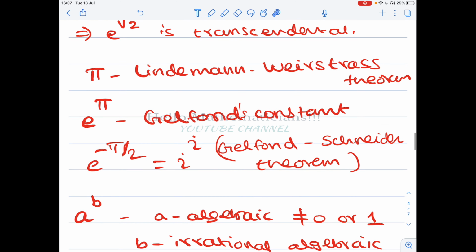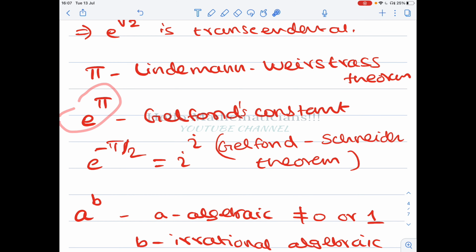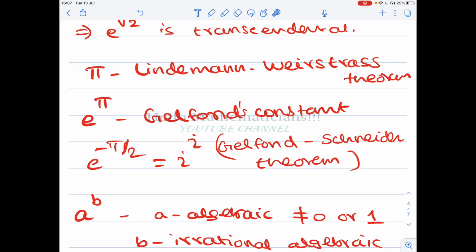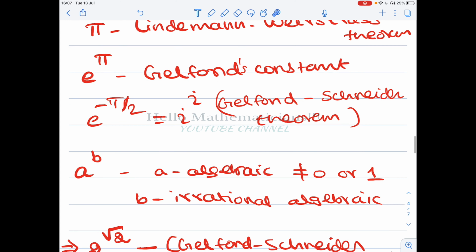Then e to the pi is called Gelfond's constant, and it is proved to be transcendental. And e to the minus pi by 2, that is the same as i to the power i. If you evaluate i to the i by taking the logarithm and simplifying, you will get e to the minus pi by 2. This is transcendental. It follows from the Gelfond-Schneider theorem.